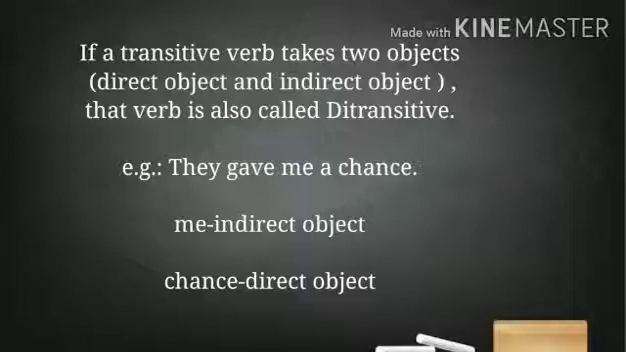But when it comes to they gave me, what did they give me? There's a question there. They gave a chance. It gives a complete sense. So, me is indirect and chance is direct.